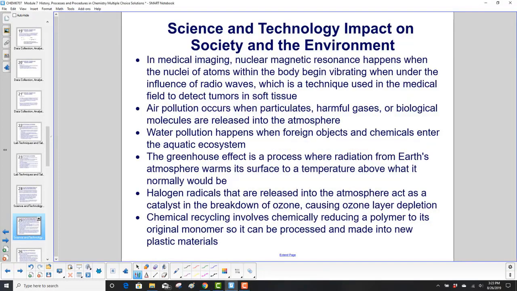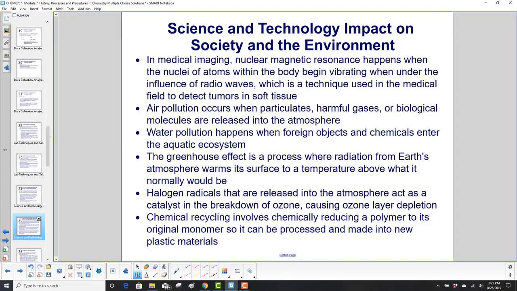Continuing our impacts. Medical imaging. Nuclear magnetic resonance happens when the nuclei of atoms within a body begin vibrating when under the influence of radio waves. That's a technique used in the medical field to detect tumors in soft tissues that X-rays can't find. X-rays are good on bone, but not on soft tissues.